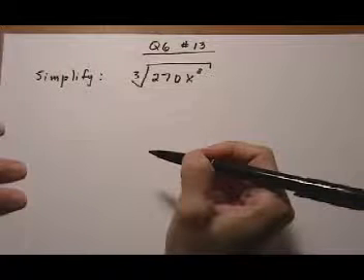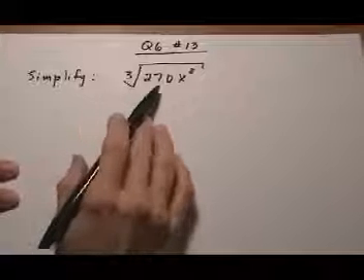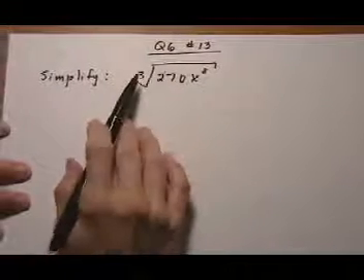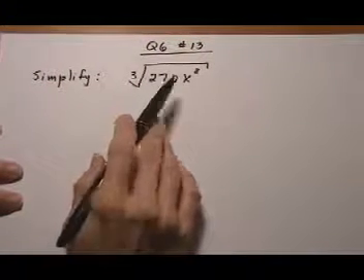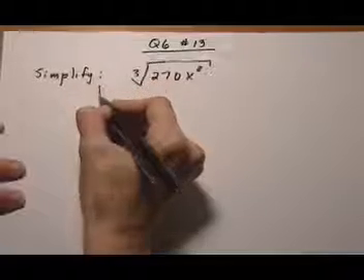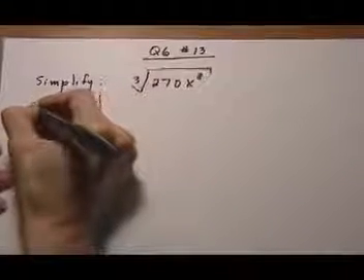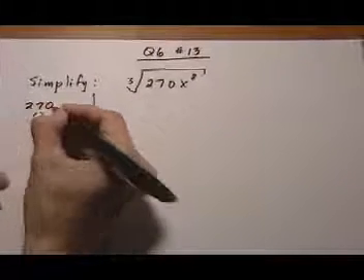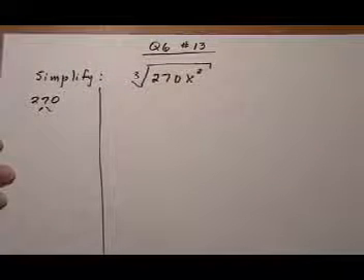Quiz 6, number 13. Here we're asked to simplify a cube root that has a number and also a variable on the inside. So because we're dealing with a cube root, the first thing you want to do is take the number, and let's make a workspace over here. Take the number 270 and break it down so that it's a product of two numbers, one of which is the highest possible cube root you could have.